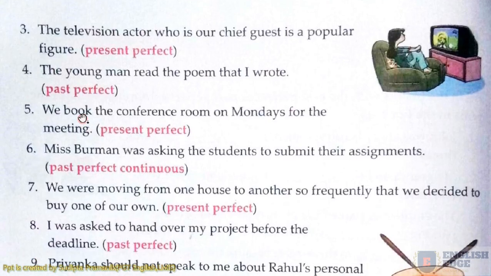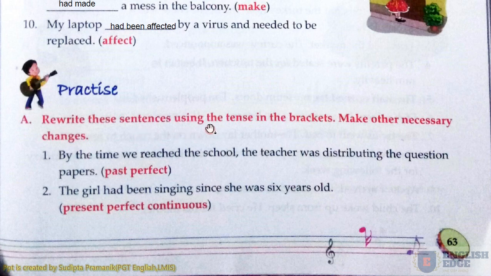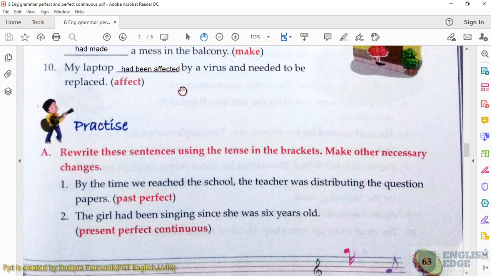So now rewrite these sentences using the tense in the brackets. Make other necessary changes. So here's the first question. By the time we reached the school, the teacher was distributing the question papers. So you have to rewrite it in past perfect tense. Okay, so go to the main page. I'll write here.